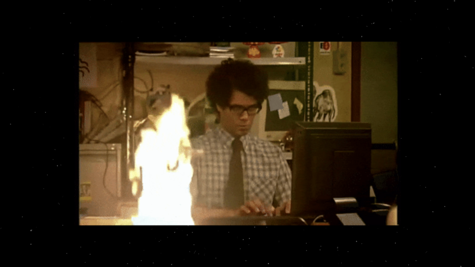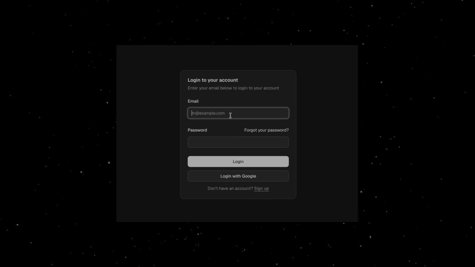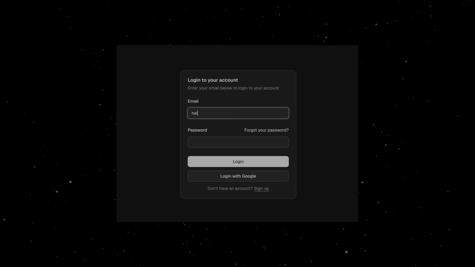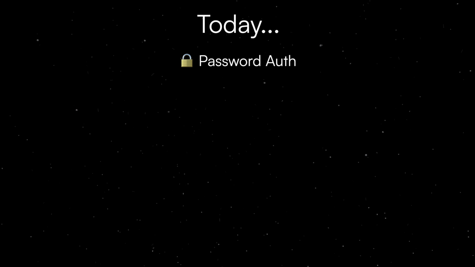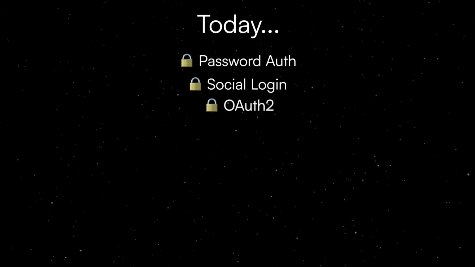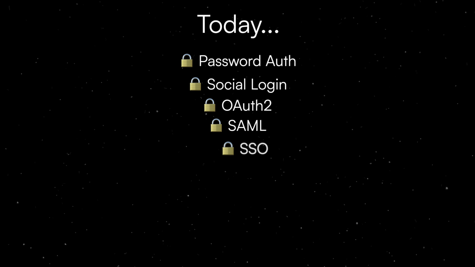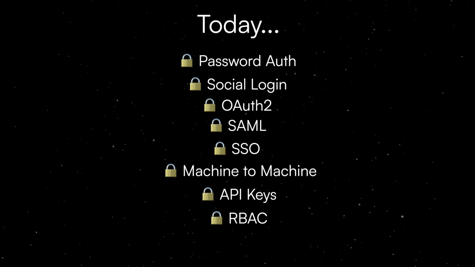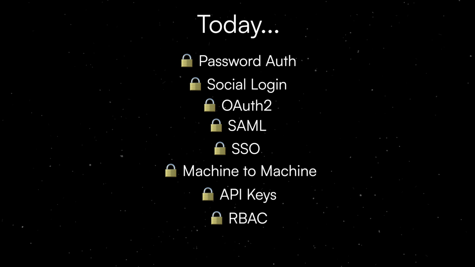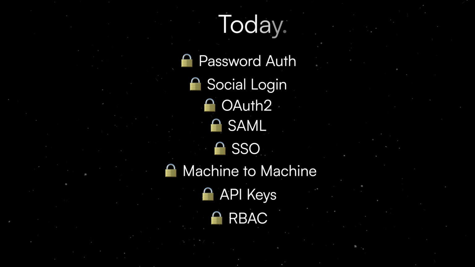But here is the thing. Most tutorials teach you one way to do it, a username and a password form. Maybe Google login if you get lucky. Today, we are going to cover all of it. Password auth, social login, OAuth2, SAML, SSO, machine-to-machine tokens, API keys, and role-based access control. By the end of this video, you'll know exactly which method to reach for and why.